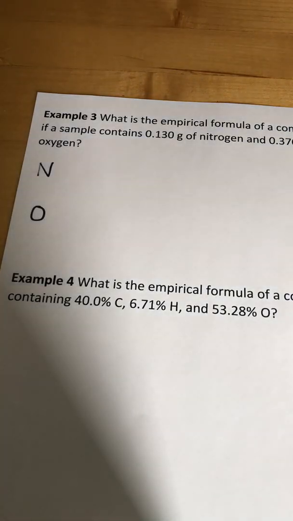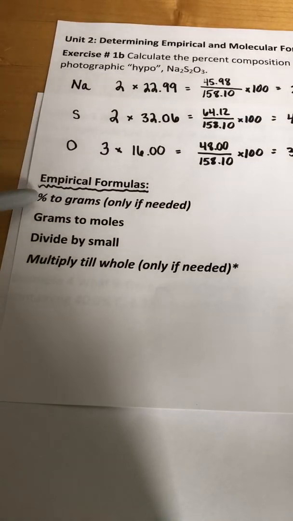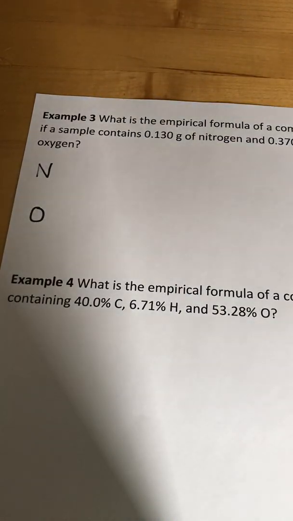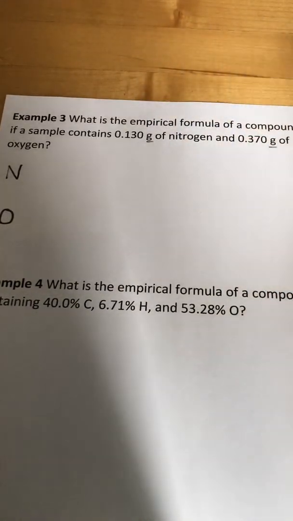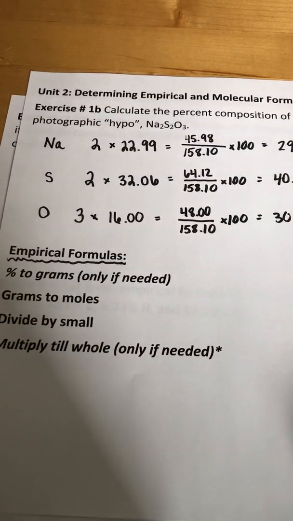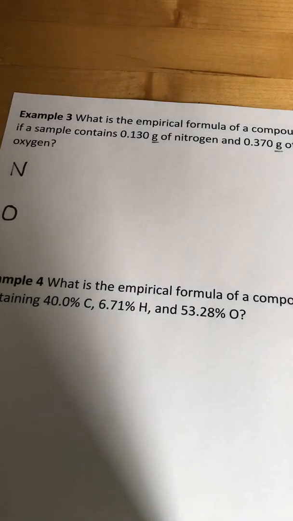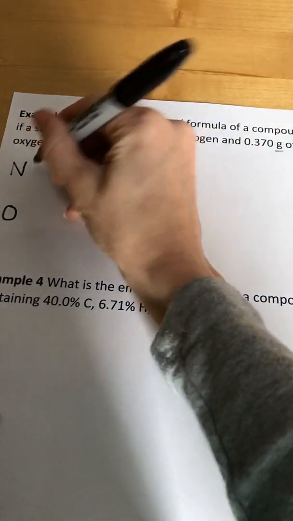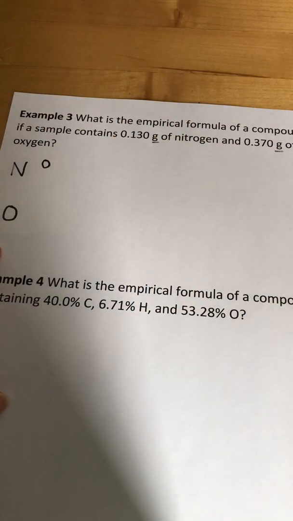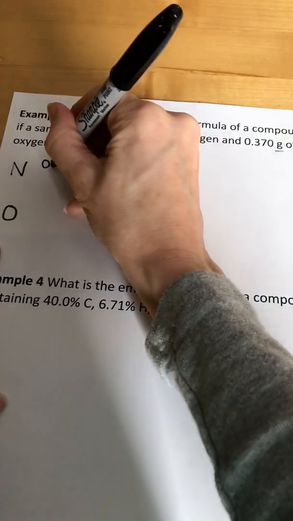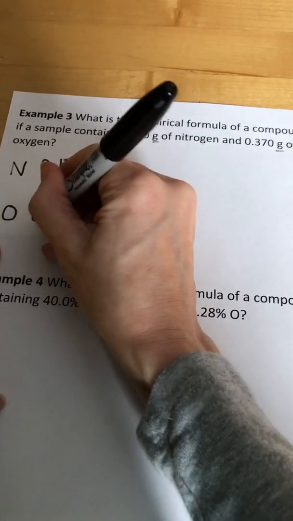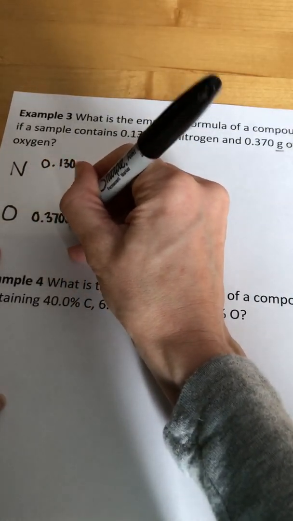Looking at my little empirical formula poem, the first step is to take my percentage and put it into grams, only if needed. If I look at my numbers, they're already in grams, so I won't have to do that step. That first step is bypassed. Then I go to the second step, grams to moles. So that's what I'm going to do. I have my nitrogen, of which I have 0.130 grams, and then I have 0.370 grams of the oxygen.